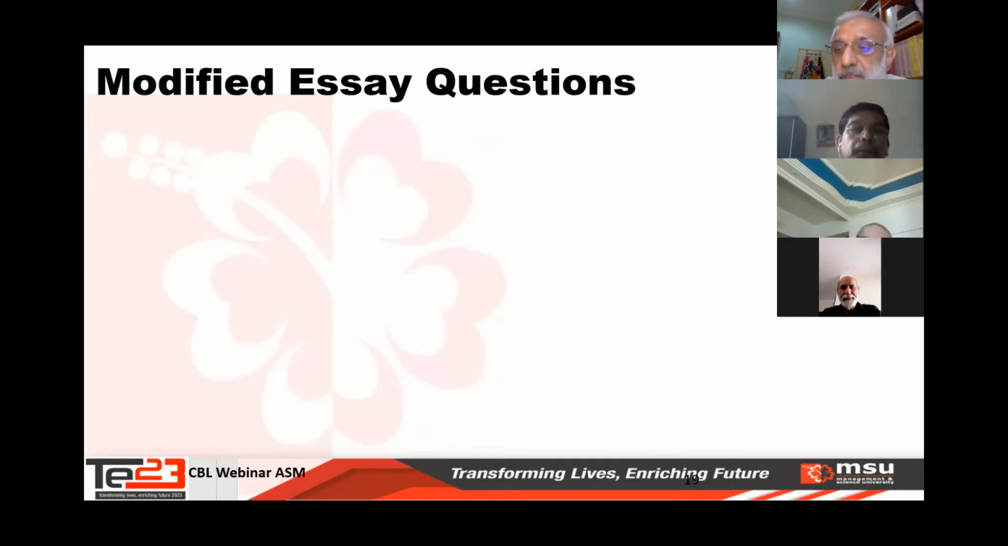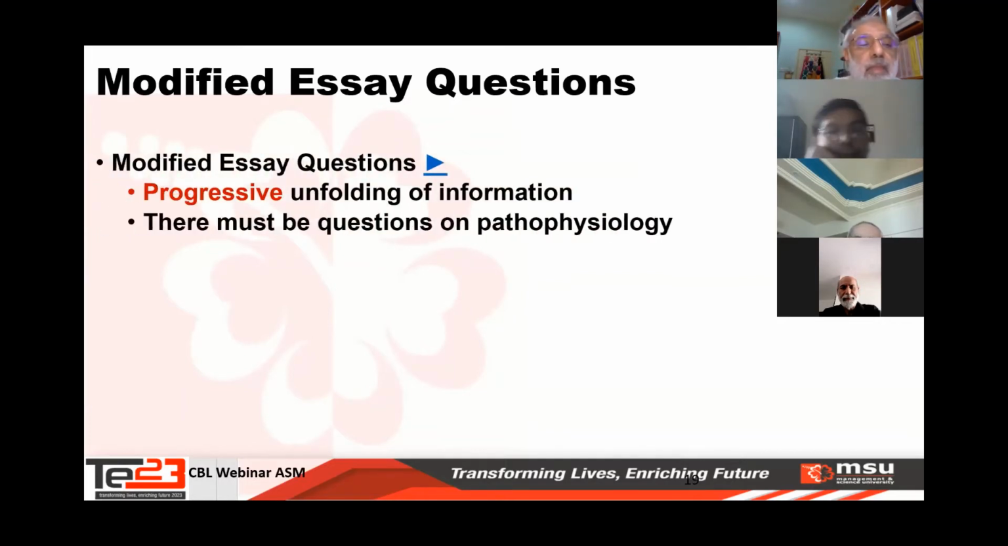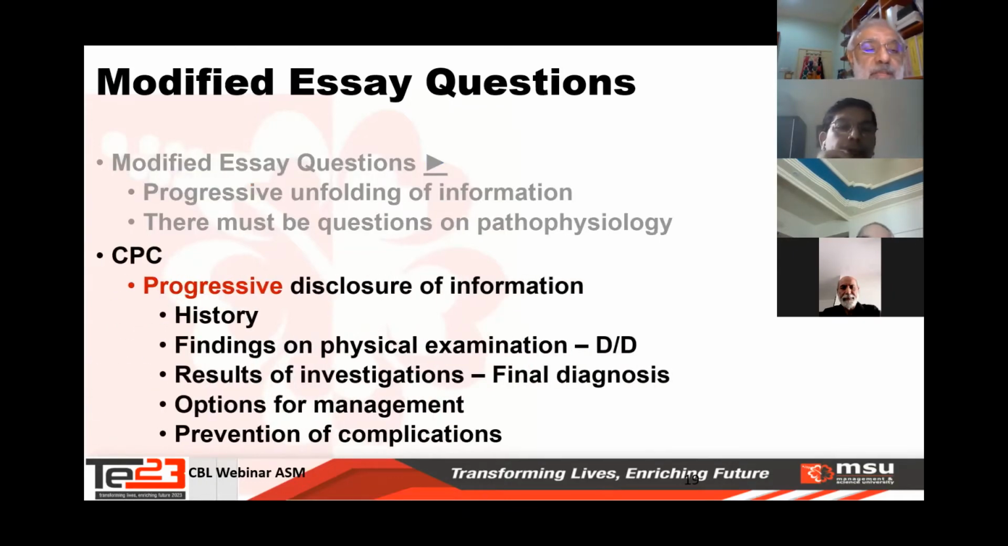The modified essay question can be applied to both preclinical and clinical years, and this is progressive unfolding of information, where information is given in bits and pieces, mainly in relation to the questions asked by the students, and then students analyze that information and try to solve the problem. The same situation happens in CPCs, where progressive disclosure of information is given.